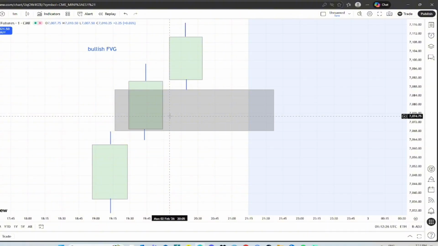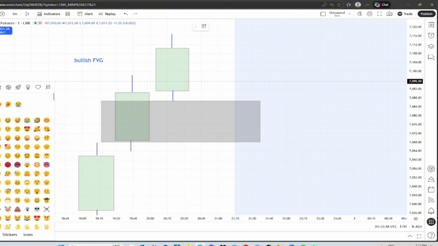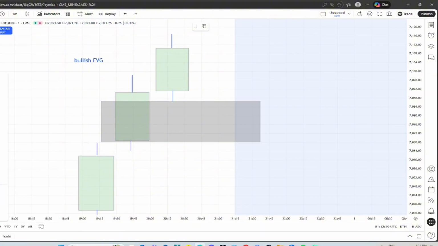Since the move to the upside was so big, there were no sell orders in between the space that we marked out. So, why is this important? A lot of the time, whenever a fair value gap is formed, and the reason that I and almost everyone use them so often is because it can be used as a retracement tool, or as a way to get a retracement.